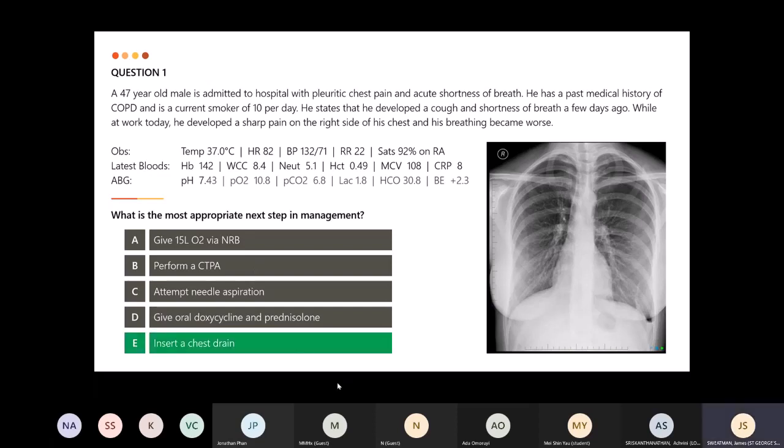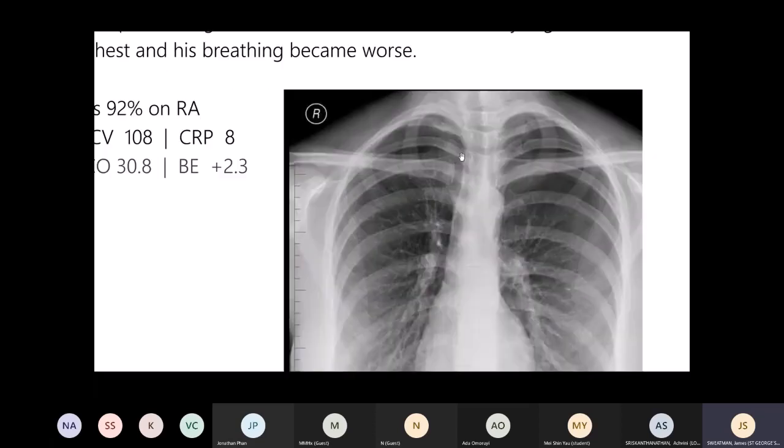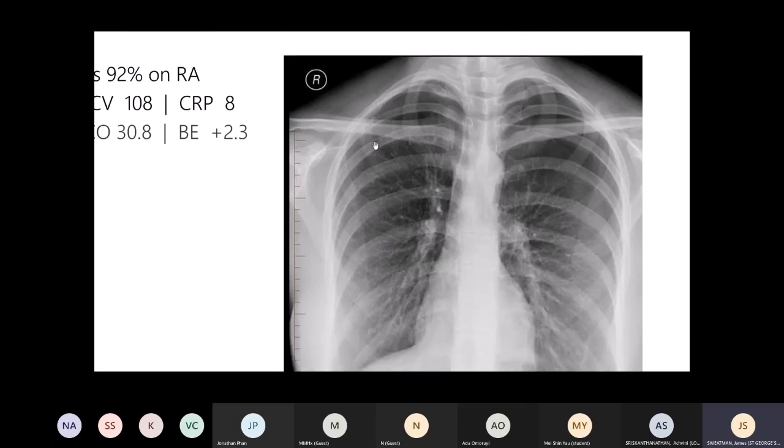Cool, so well done. It's pretty split between giving 15 litres and inserting a chest drain, but in this instance, the chest drain was the right answer. And what we'll do is zoom in here, and I'll say the reason that it's on the left side is because when you're comparing a chest X-ray, you always compare side by side, or pretty much anything you compare actually, just side by side.